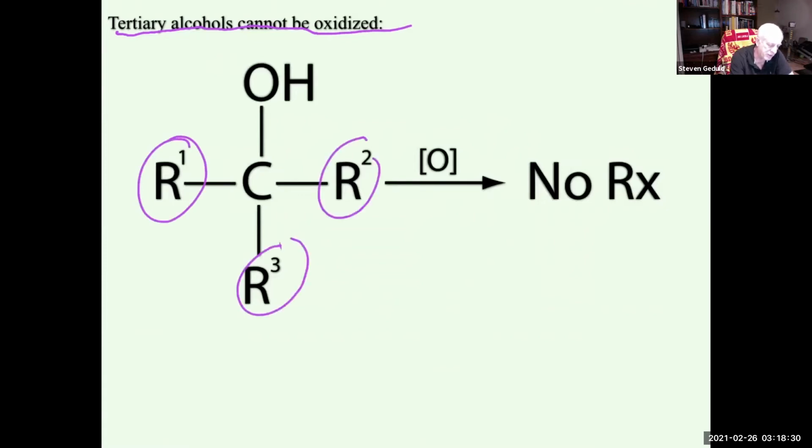When you're doing an oxidation, you take away the hydrogen here, and you have to take away another hydrogen from the carbon attached to the OH group. There is no hydrogen, so you can't do it. No reaction occurs. So no one should miss the oxidation of tertiary alcohols, because it doesn't happen.